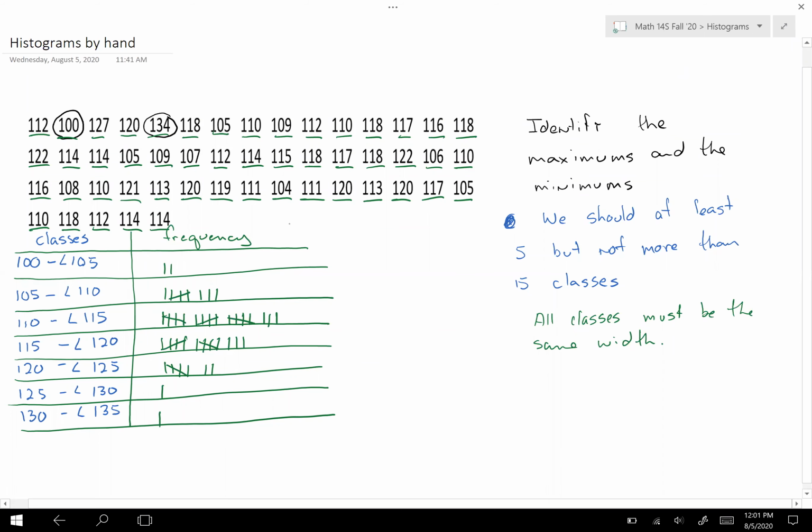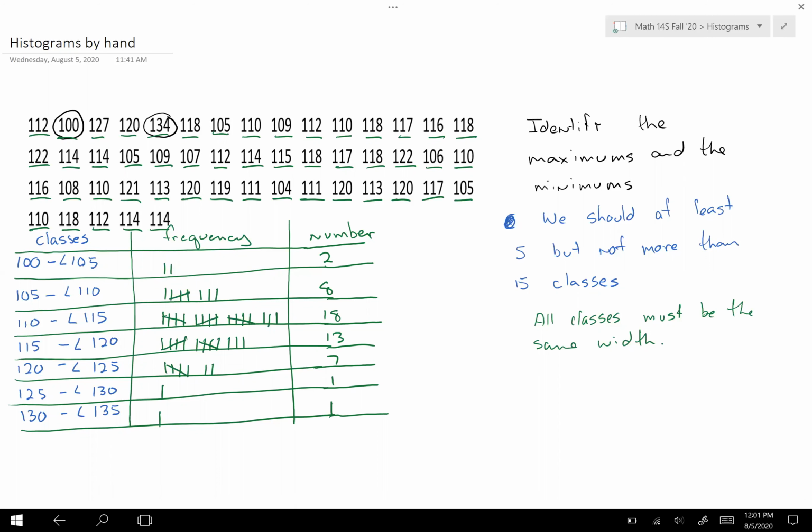And what I'm going to do is create a little column off to the side here, and we'll put this as our number. So our number in each of these cases, this will be useful. So that's 2, this is 8, this is 18, this is 13, 7, 1, and 1. All right, so that's pretty useful in terms of where everything gets categorized.